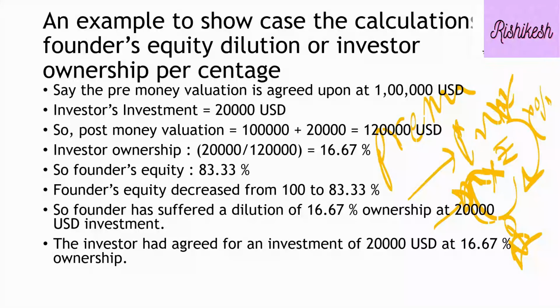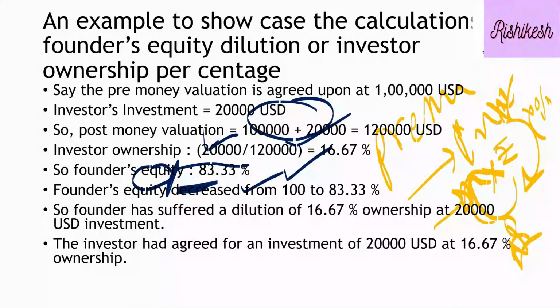So let us see an example. Say the pre-money valuation is agreed upon, that is, after all the negotiations, at 1 lakh US dollars, and the investor has agreed to invest 20,000 US dollars. So what will be the post-money valuation? The post-money valuation will be pre-money valuation plus the investment amount, that is 1 lakh plus 20,000, which becomes 1 lakh 20,000 US dollars. What will be the investor's ownership in this? The investor's ownership will be the amount of investment the investor has made divided by the total post-money valuation, that is 1 lakh 20,000. It comes out to be 16.67%.